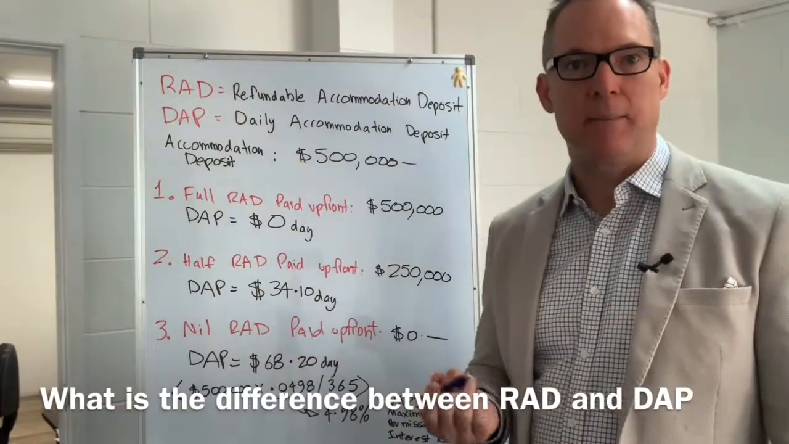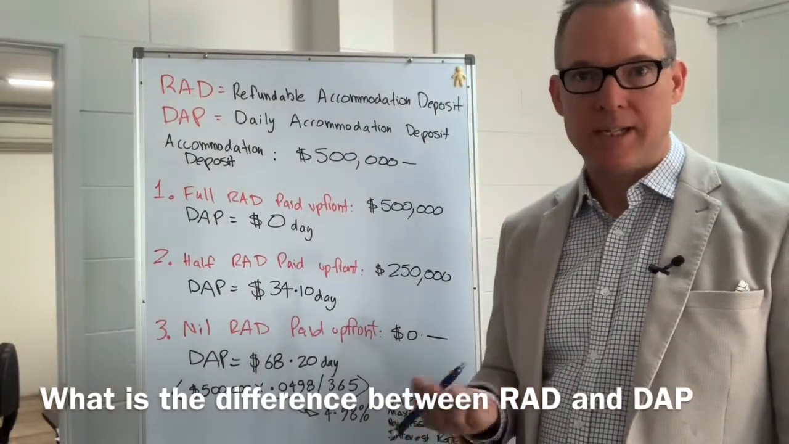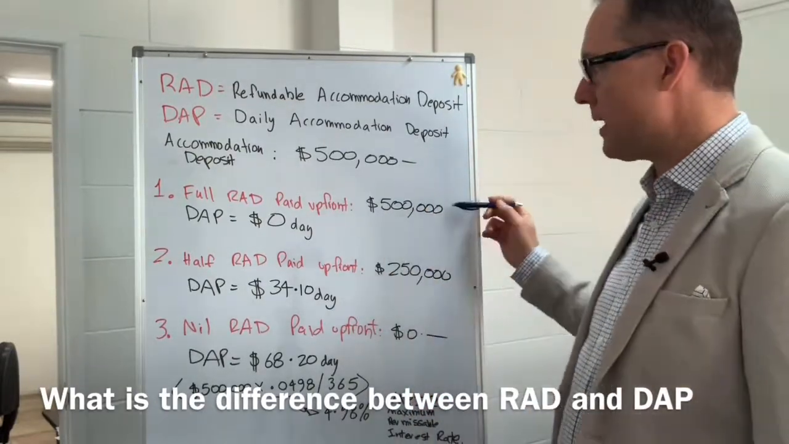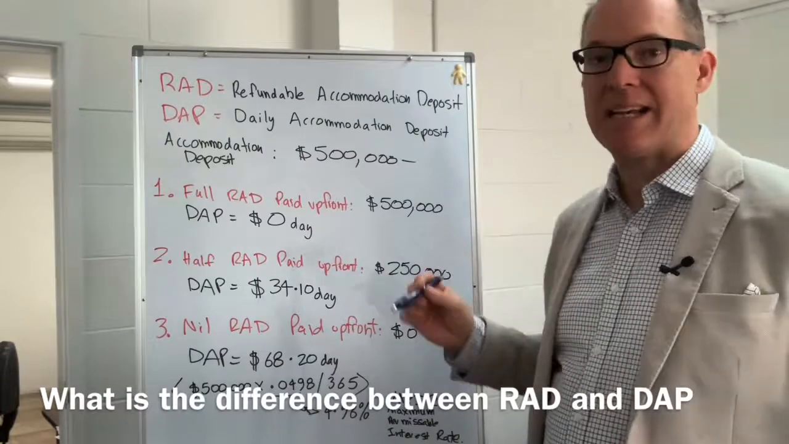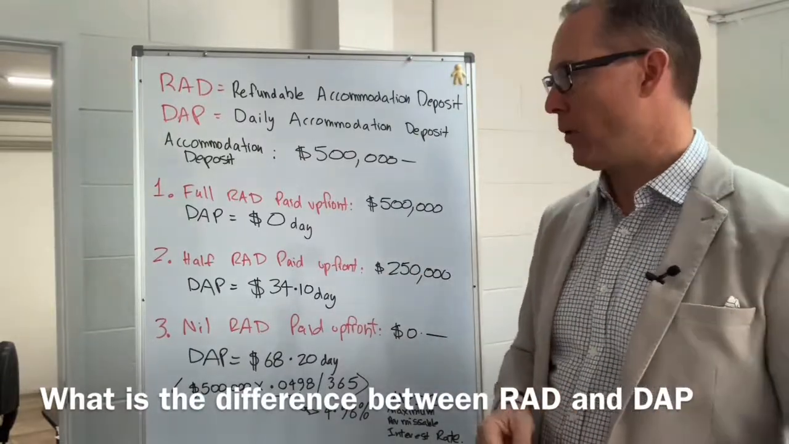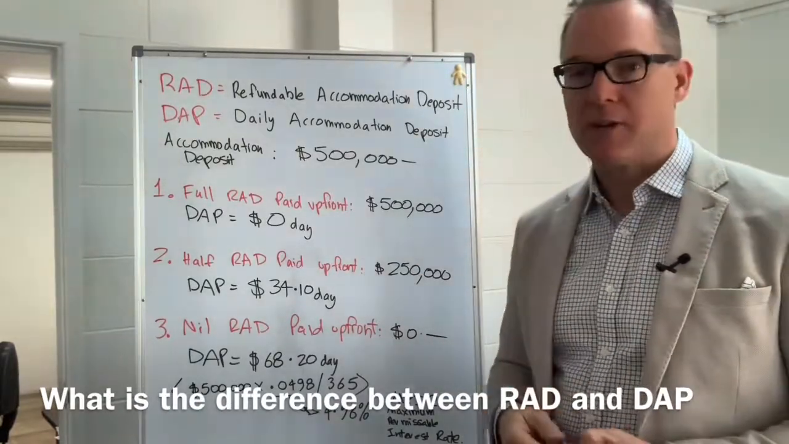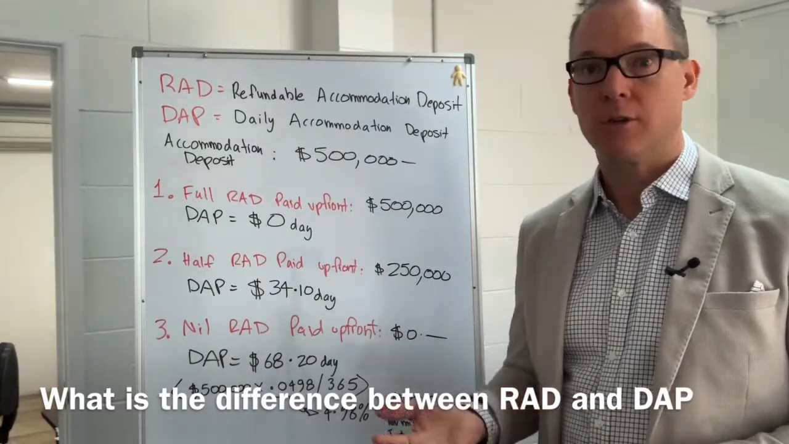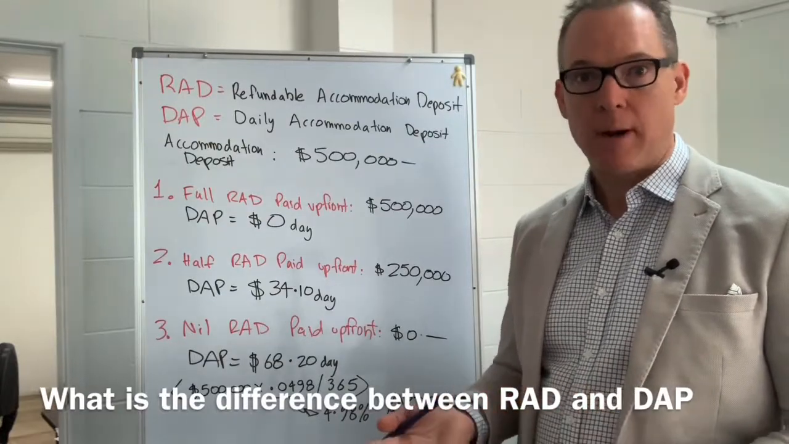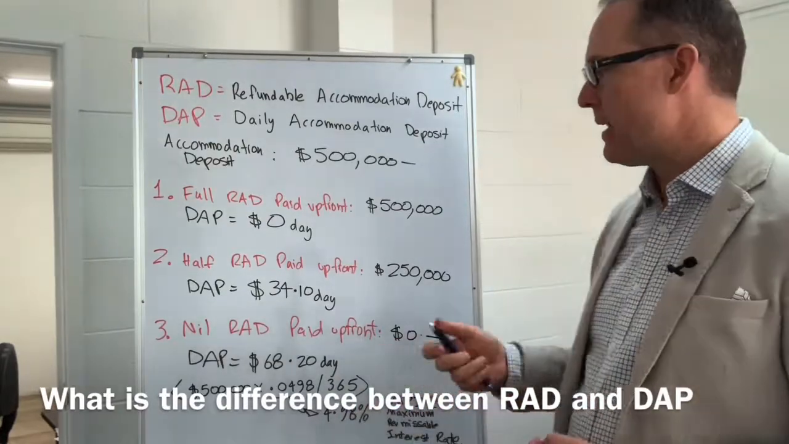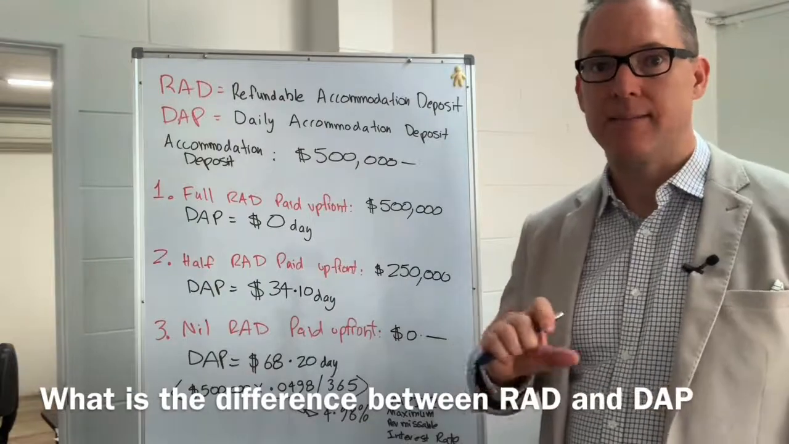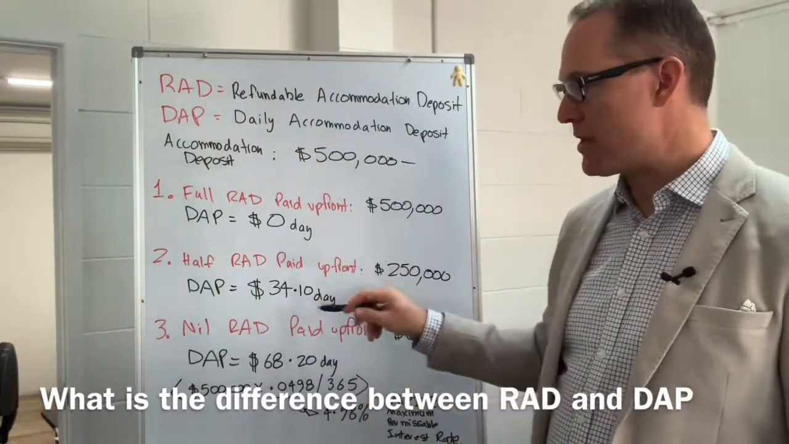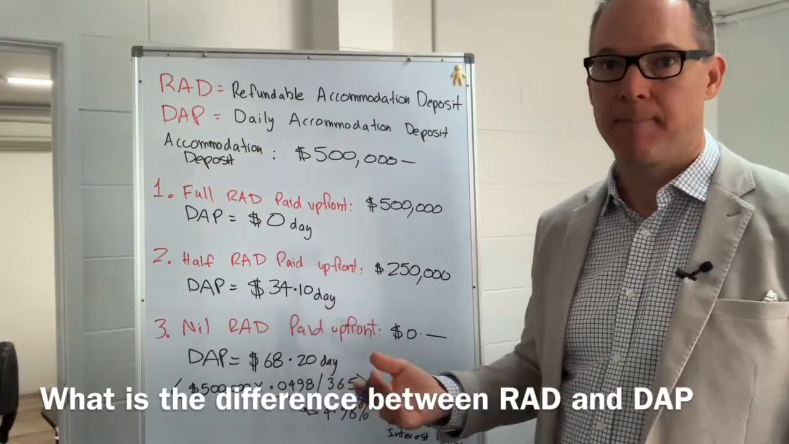So let's take, for example, that the RAD to move into this particular aged care facility is $500,000. If you have the funds available, you can pay the full $500,000, in which case there'll be no DAP applicable for you at all. You might speak to your financial planner and decide that you have $250,000 available that you could use as the RAD. So you could put in $250,000 as your RAD, but then you're left with the $250,000 balance outstanding, where you can pay that by way of a DAP, which equates to $34.10 per day.